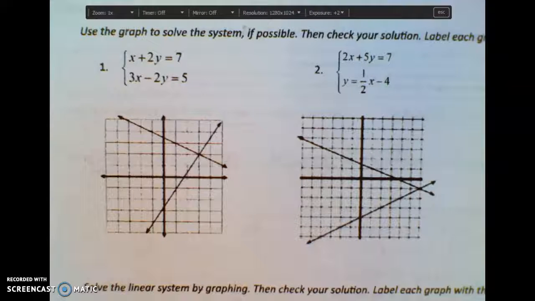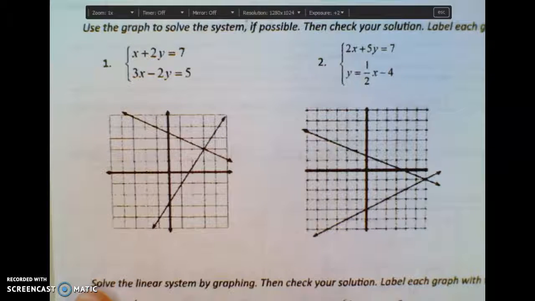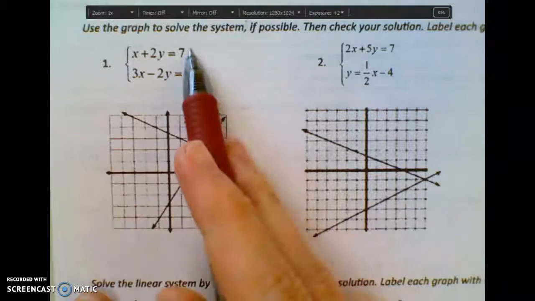For the first section of the back, we're going to use the graph to solve the system if possible, then check our solution, and then label the graph with the type of system. So on the front, we talked about how to find the solution. We need the point or points that satisfy both equations.